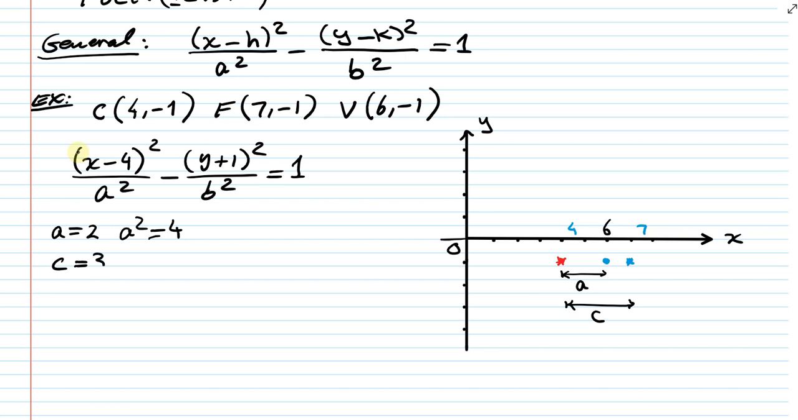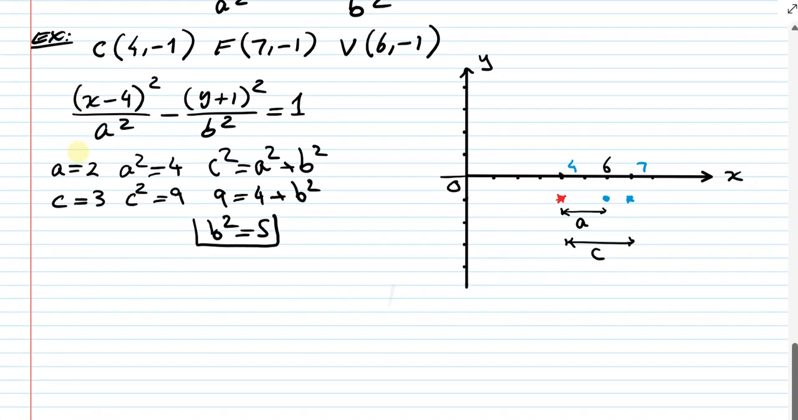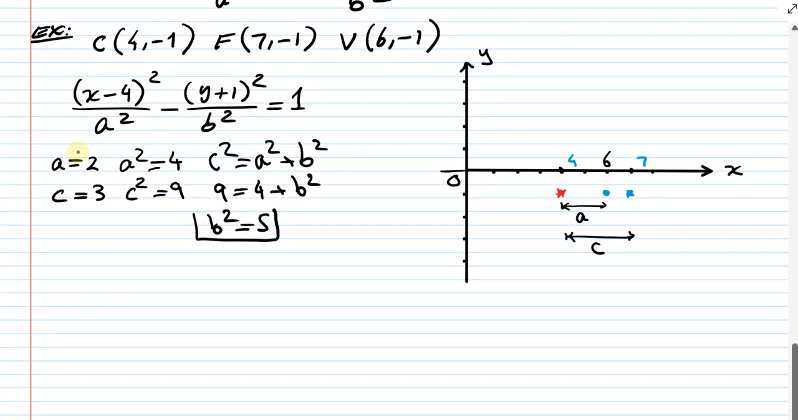C is 3, right? As you go from 4 to 7, that's a distance of 3 units. Therefore, C squared is 9, and we can say now C squared is the sum of squares of the other two, so that's 9 is equal to 4 plus b squared. Thus, b squared is 5.